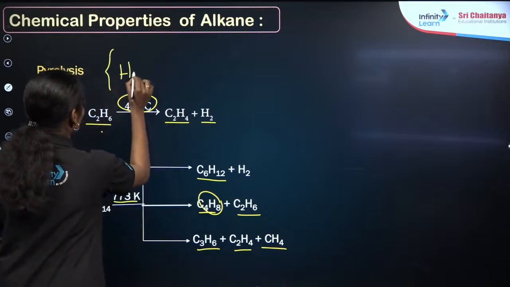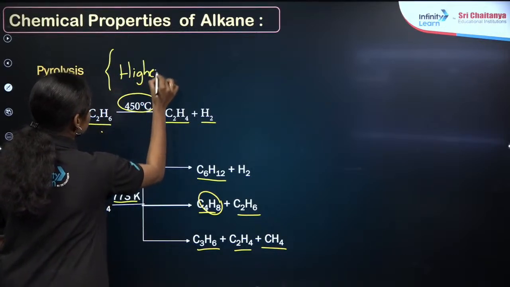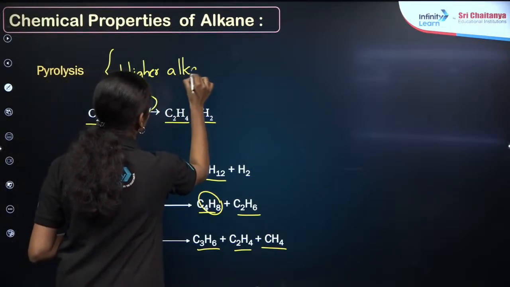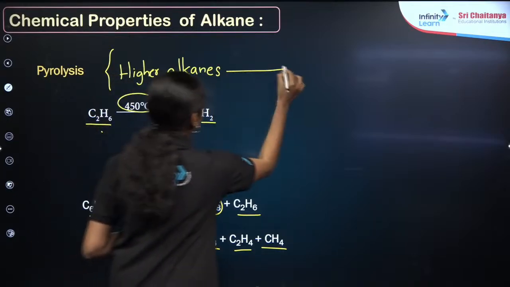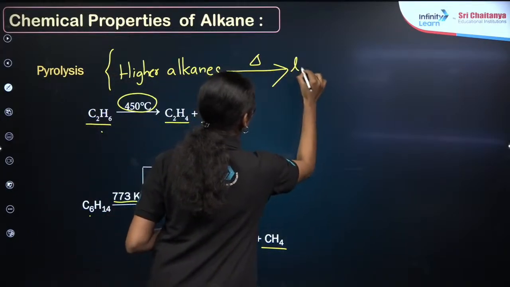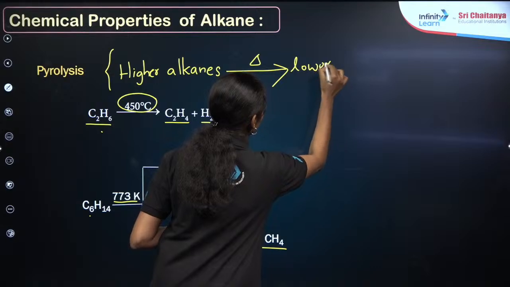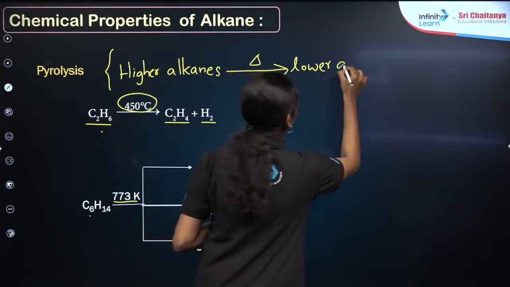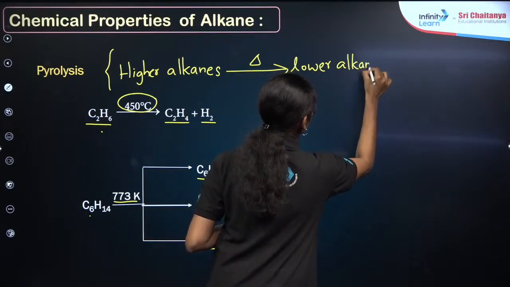So in this particular method, higher alkenes break to lower alkenes by heating. So it is breaking. So this method is also known as cracking. Clear?